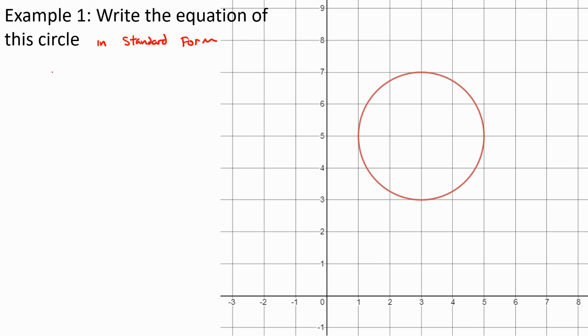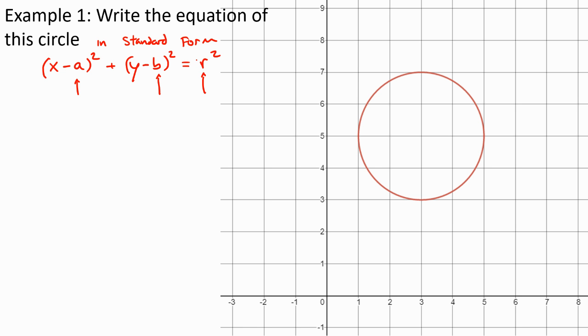So here's the equation again. You should have it in your notes. (x − a)² + (y − b)² = r². Okay, so we need to fill in a, we need b, and we need the radius r.